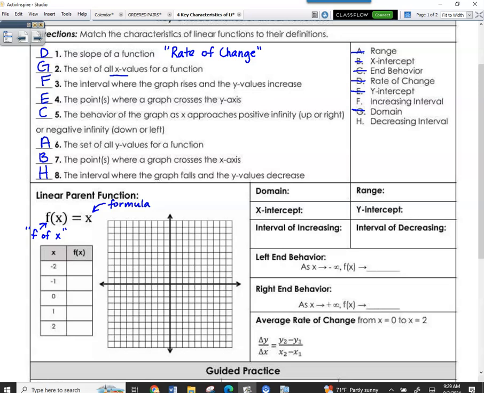So we're just going to plug it in. Here's our input. Let's write the output. If I plug -2 into that function, what would I get? -2. We just talked about how it doesn't change anything because it's just x. So I would get -2. If I plug -1 in, I would get -1.